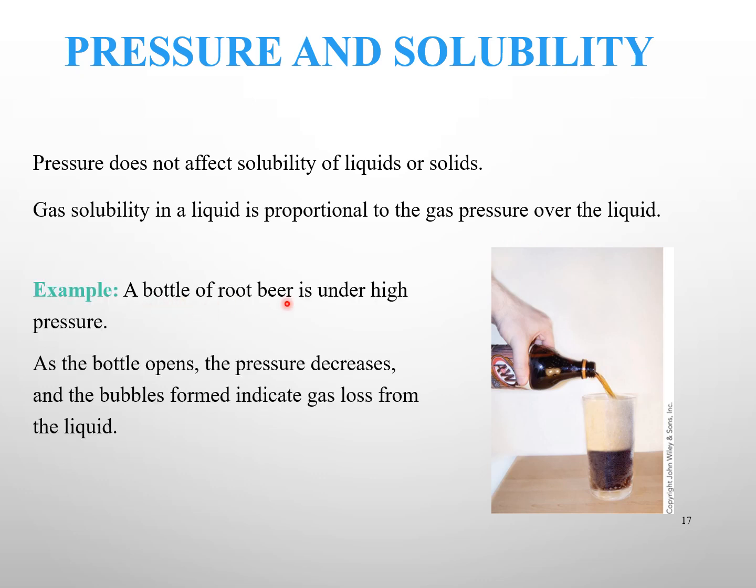So a bottle of root beer is under high pressure. As the bottle opens, the pressure decreases and the bubbles form, indicating gas loss from the liquid. So it's lowering the solubility of gas.